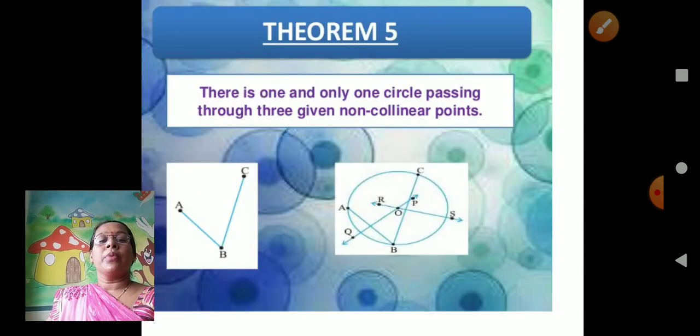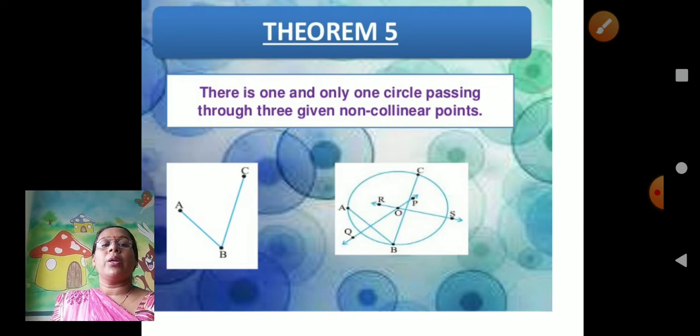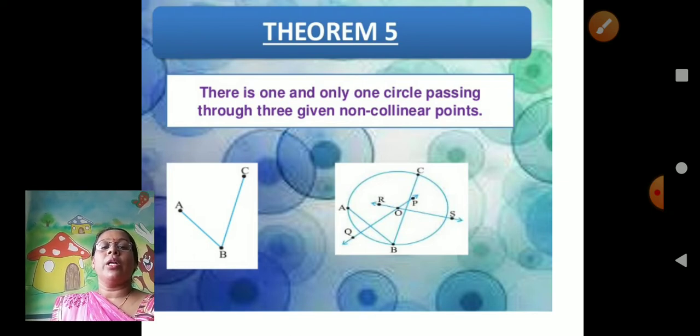One more theorem. There is one and only one circle passing through three given non-collinear points. It means if you consider any 3 points, then only one circle can pass through those 3 non-collinear points.